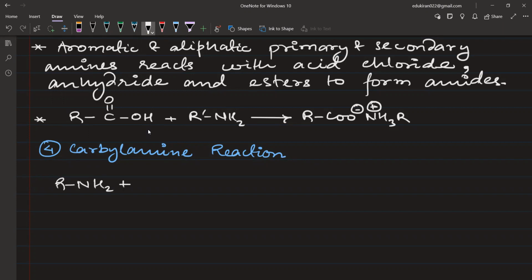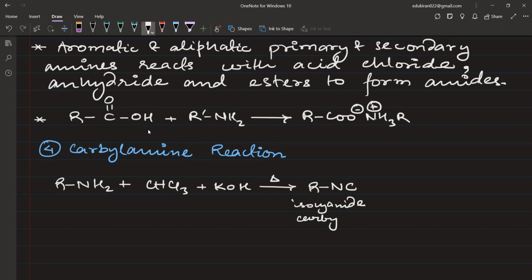you react this with chloroform CHCl3 and KOH. With some heat, it is going to give you isocyanide, RNC. This is also known as isocyanide, or carbylamine. Plus KCl and H2O.